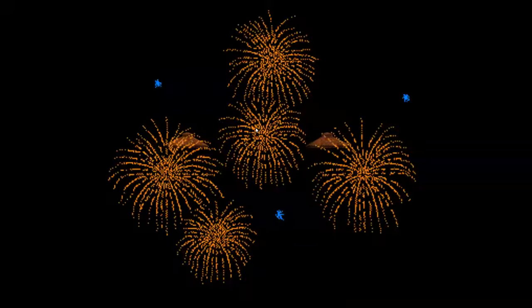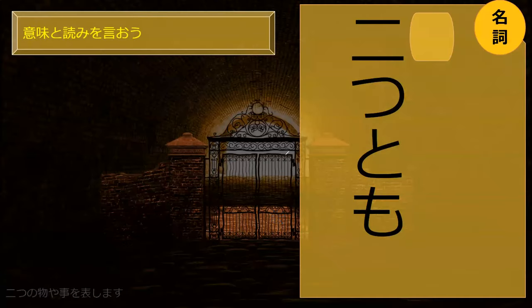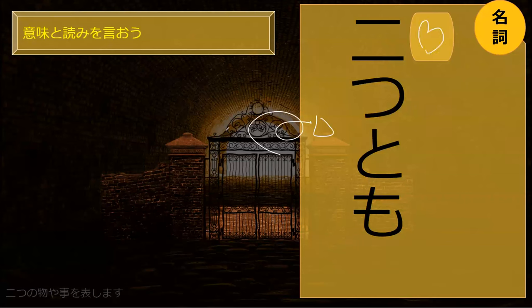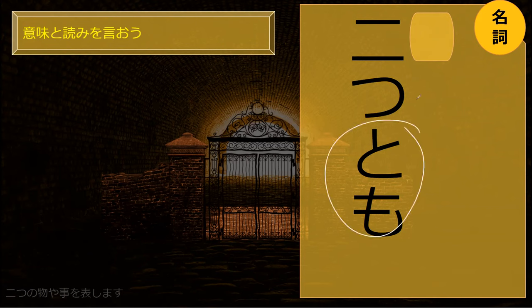And I think you knew all that kanji pretty good. Can you read this for me? Futatsu tomo. Perfect. This is just a way basically to say both. It just means that you're indicating two items or things. So even though tomo means together, it just means both items. So both of the two items is futatsu tomo.